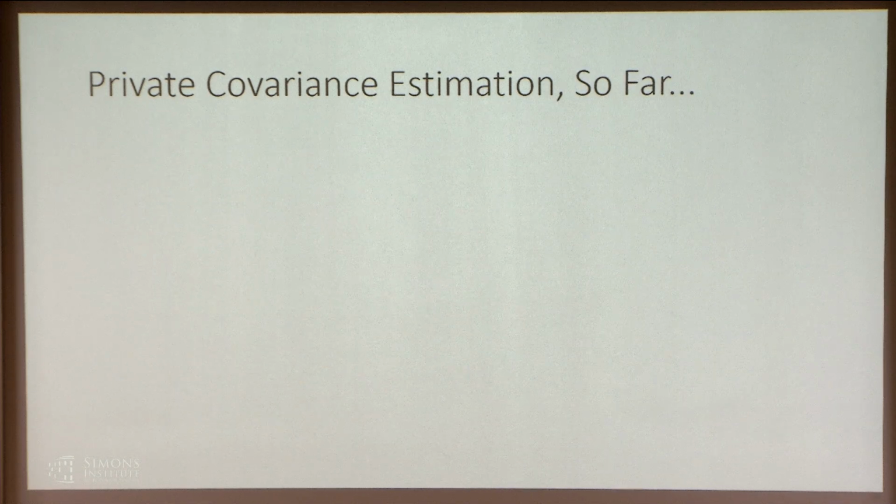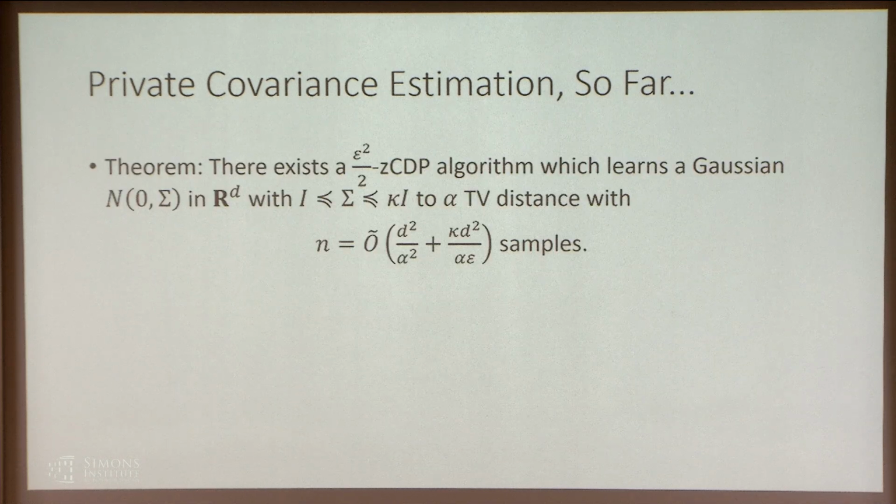So let's distill this and see what we have so far. I'm claiming there exists a private algorithm which learns the Gaussian in total variation distance with this sample complexity. You'll note that this is actually pretty close to what we want, except for this pesky factor of kappa right here. If kappa was O of 1, then we would be done and we could call it a day.